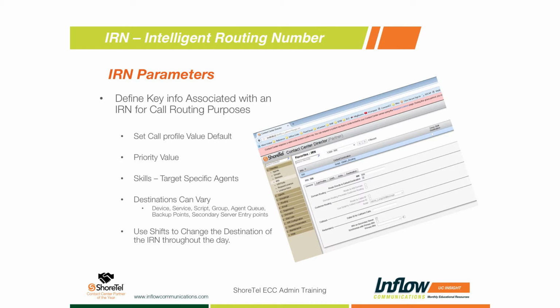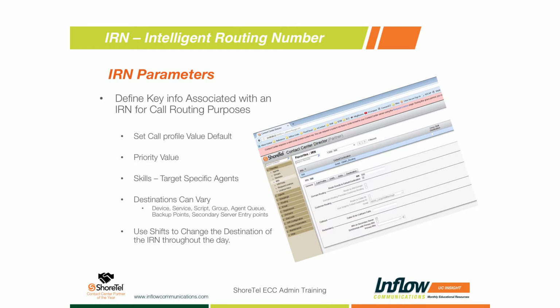It's basically a requirement. Now the destination for IRNs can vary. They can be a device, meaning an extension. They can be a service. We're going to talk about services in a moment, but a service is really a queue. You can have the destination be a script, a group, or an agent queue. Maybe someone presses option 1, it goes to a specified IRN, but only handled by one agent in an agent personal queue. You could do that. Their destination could also be backup points you'll use to target where your backup points are and secondary server entry points as well.